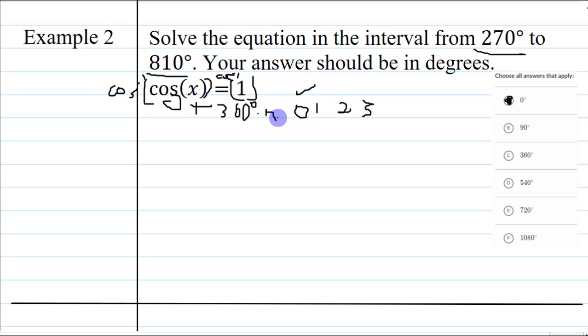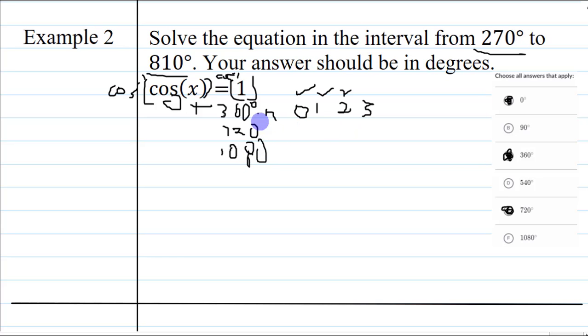When I plug in 1, 1 is n, so 360 times 1 is 360. 360 plus 0 is 360. Boom, there's our next answer. So 1 worked. When I plug in 2, 2 times 360, that should be 720. 720 plus 0 is 720. Check. 3. If I plug in 3 to 360, that's going to be, carry the 1, that's going to be 1080.